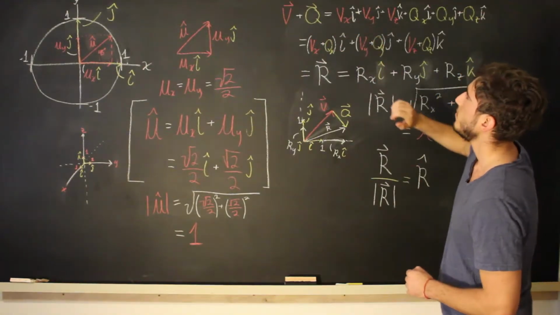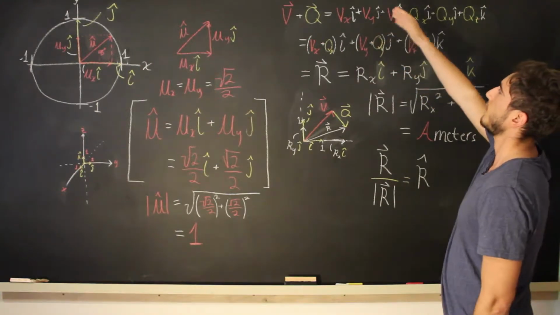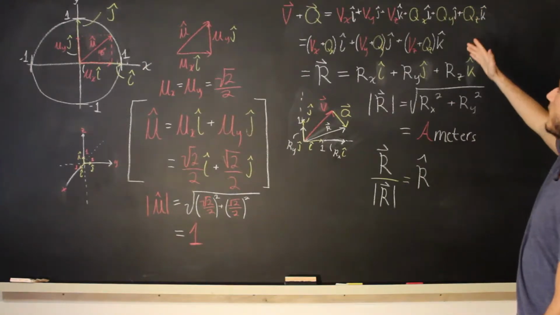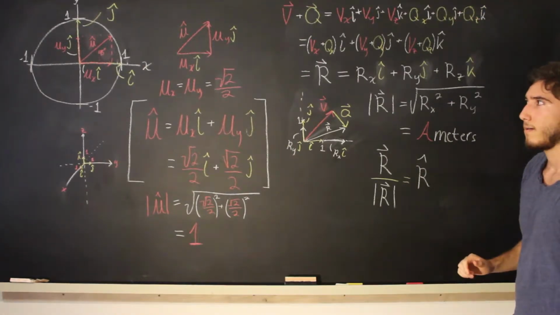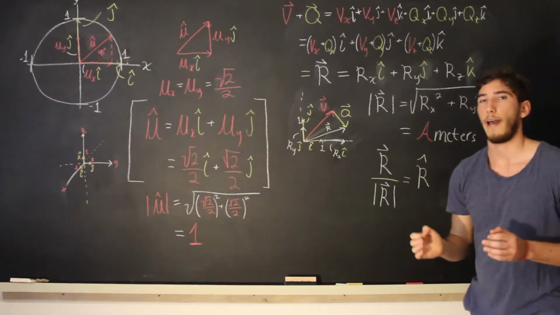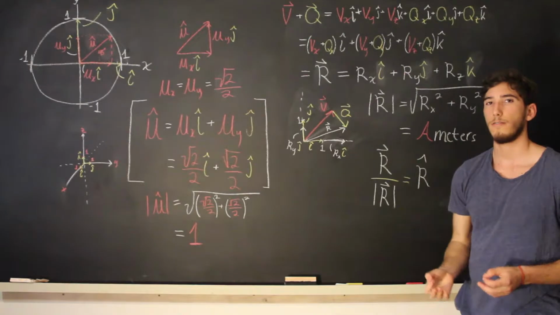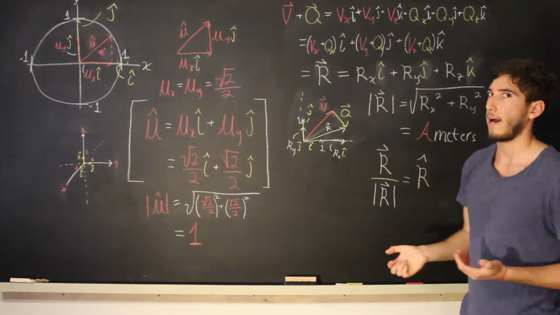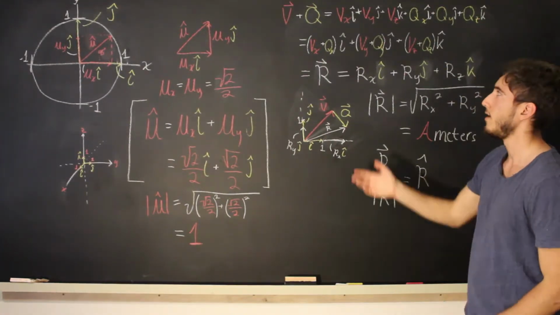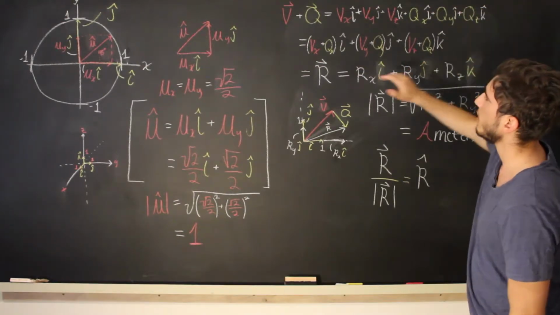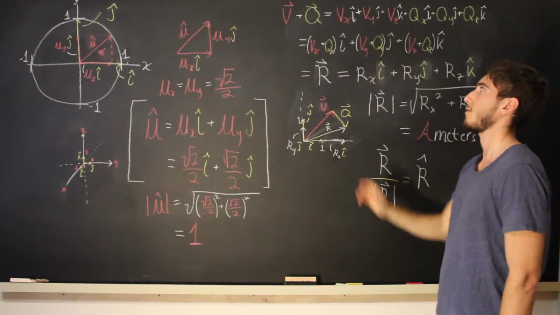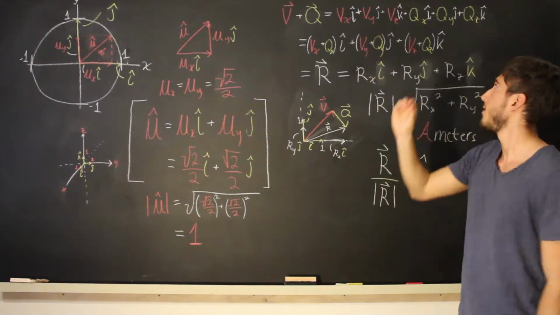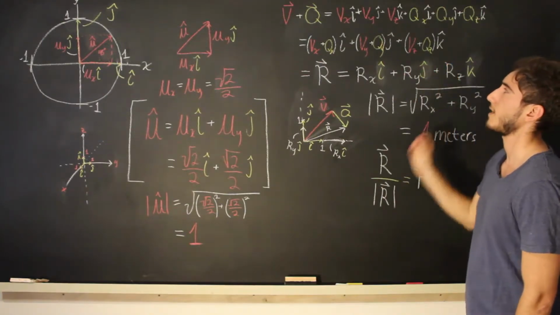And the combination of the two is equal to v of x times i hat plus v of y times j hat plus v of z times k hat plus q of x times i hat plus q of y times j hat plus q of z times k hat. But wait, since we add vectors by adding the components, and the components are the same distances as each one of these vectors, couldn't we just add them up normally? And the answer is yes, we can. So instead of having this big mess, we could just organize it like this. We can do v of x plus q of x times i hat plus v of y plus q of y times j hat plus v of z plus q of z times k hat.